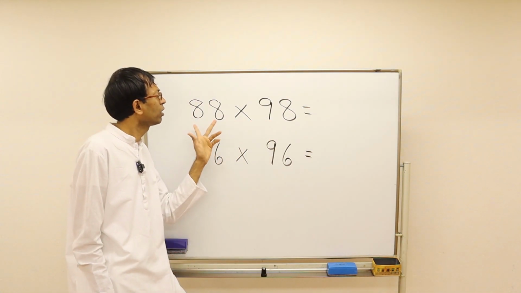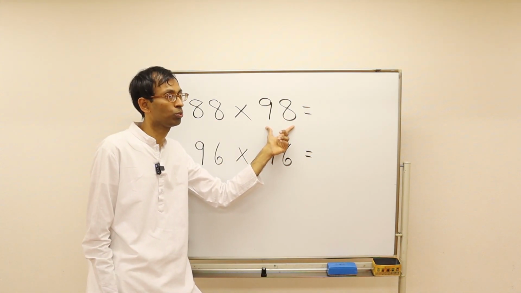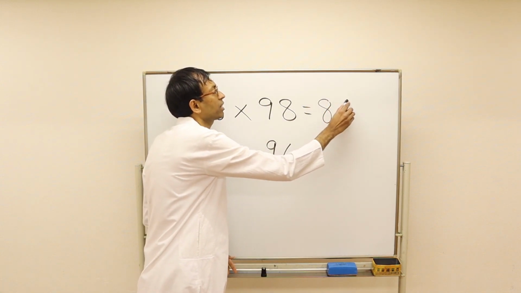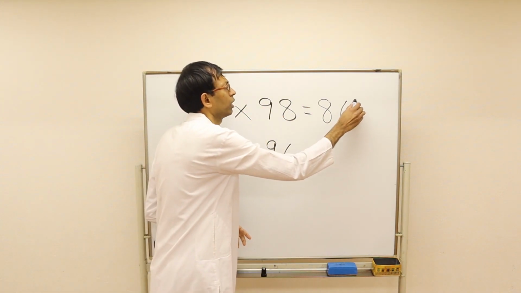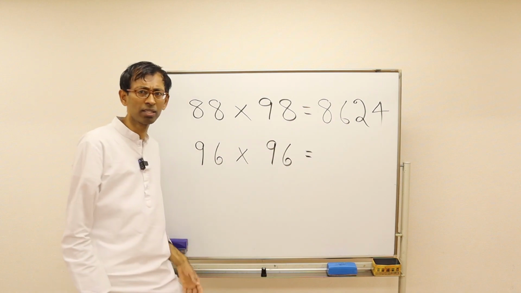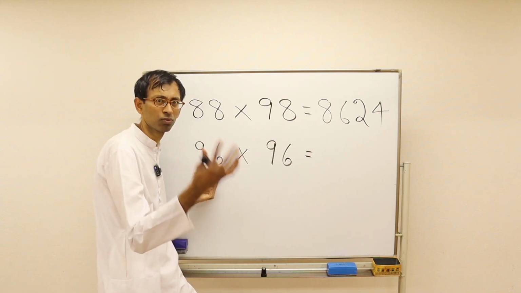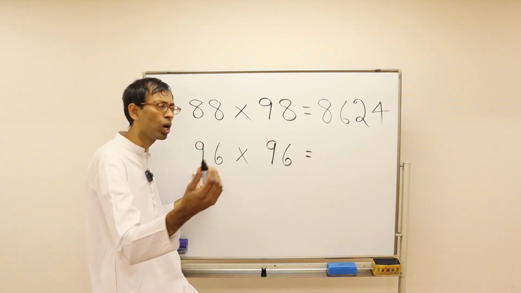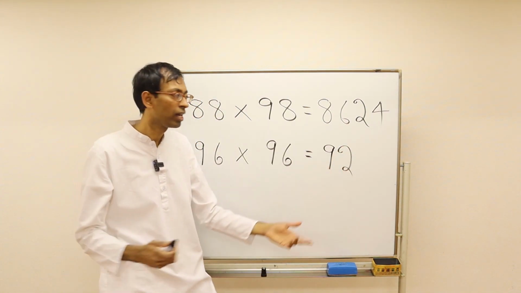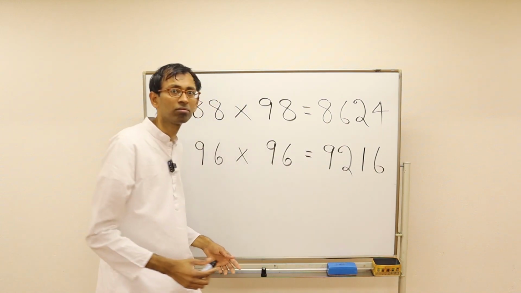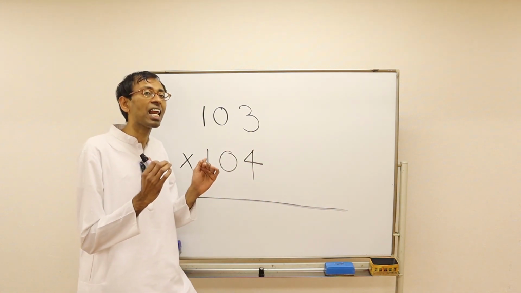Okay, how would we do? First step here is 88 minus the proximity here, that is 2. So 88 minus 2 is 86. And then you multiply the proximities. 12 times 2 is a 24, as simple as that. Here, same. 96 minus proximity here. So proximity is 4. So 96 minus 4 is 92. And then you multiply the proximities. 4 times 4 is 16. As simple as this.